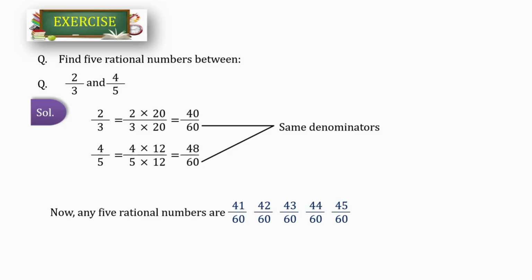So instead of multiplying 20 by 20 and 12 by 12, you can take any other, like you can take 30 also, or any other number, but you have to make sure that the denominator should be the same for both the numbers.